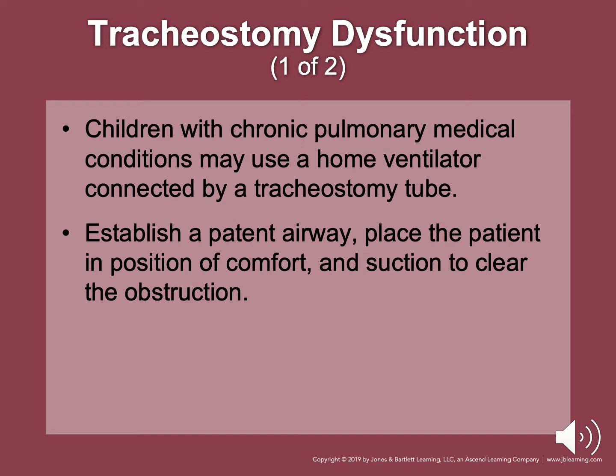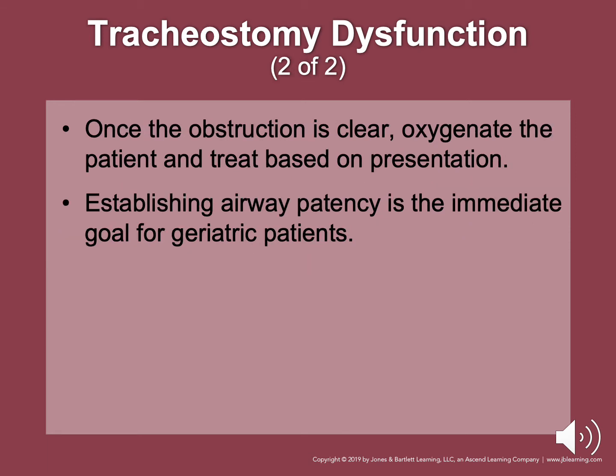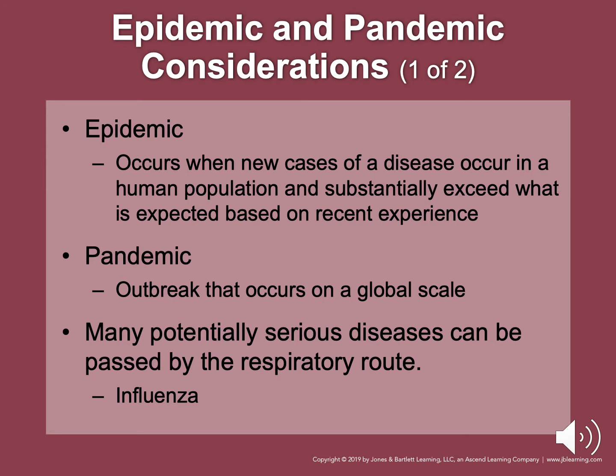Epidemic and pandemic considerations. An epidemic occurs when new cases of a disease in a human population substantially exceed what is expected based on recent experience. A pandemic is an outbreak that occurs on a global scale. So many potential diseases can be passed by the respiratory route. The flu is one, so be very, very careful because you could have an outbreak of the flu over a large area. Always wear your PPE. Maintain your vaccinations. Stay up to date on the latest CDC recommendations. Wear a HEPA respirator during aerosol-generating procedures.